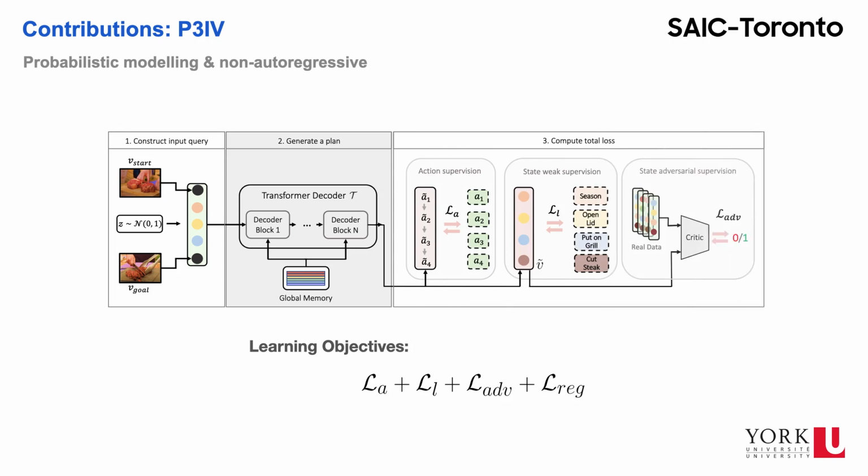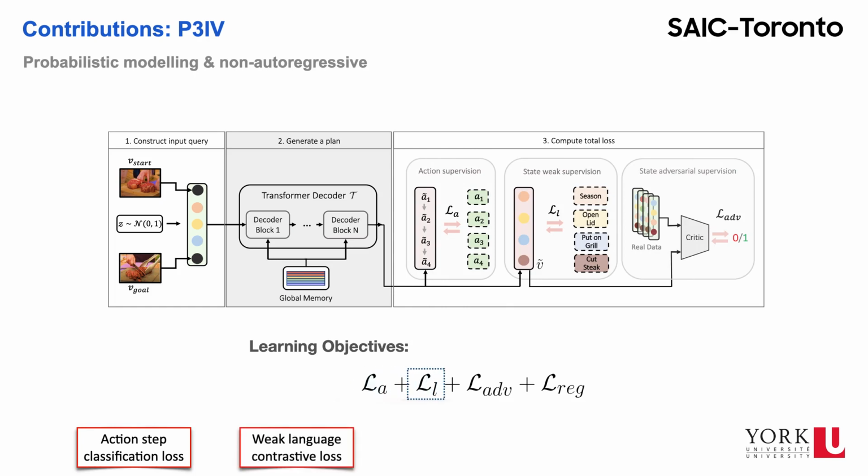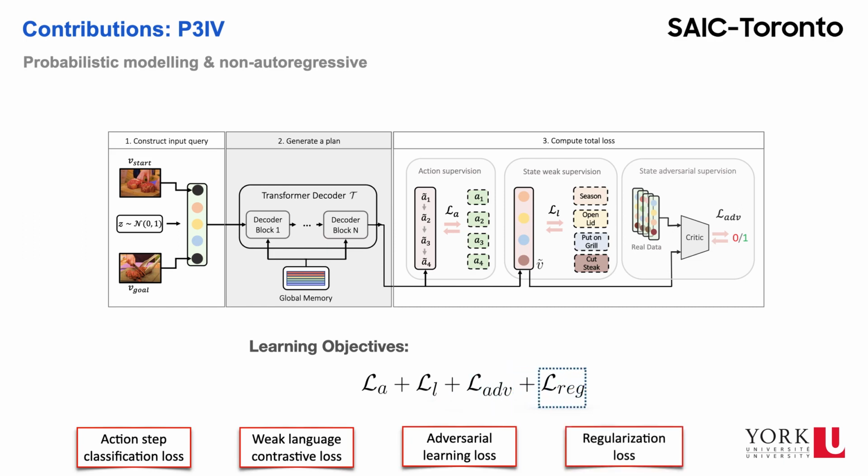The first is an action class classification loss, and the second is a weak language contrastive loss. And the next 2 are for meaningful probabilistic modeling, which is an adversarial loss to promote realism and a regularization loss to encourage diverse predictions.